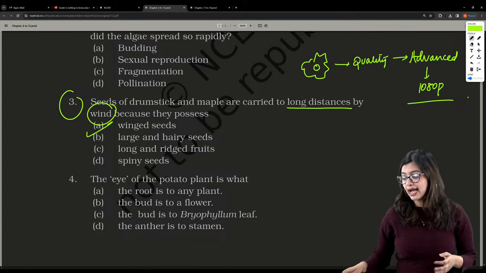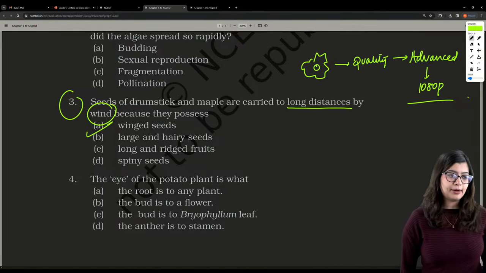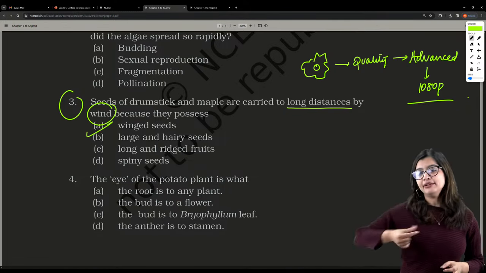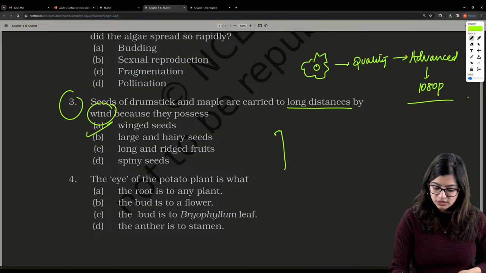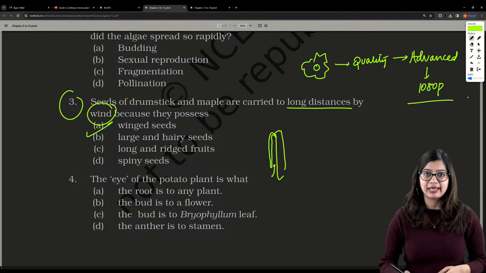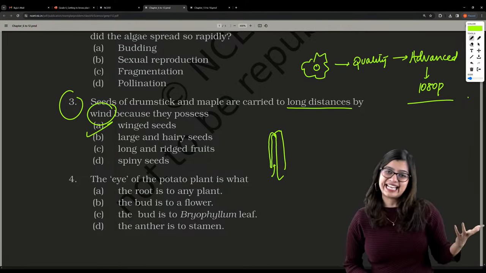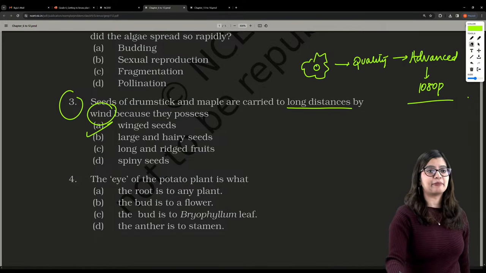Ridged means that, how do I explain ridge? Have you seen your pen, right? You see that this is a pen. There is a space in between which you can insert it and put it in your pocket. That's an easy example of a ridge being there. I'm giving you a basic example.